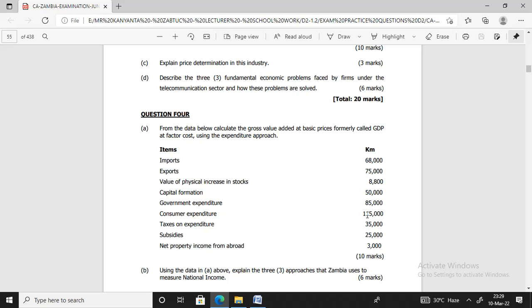Now, when we add up these expenditures, we are going to calculate the GDP at market price. When we adjust for taxes and subsidy, then we are converting that value to a GDP at factor cost. Right? GDP at factor cost. So let's start.